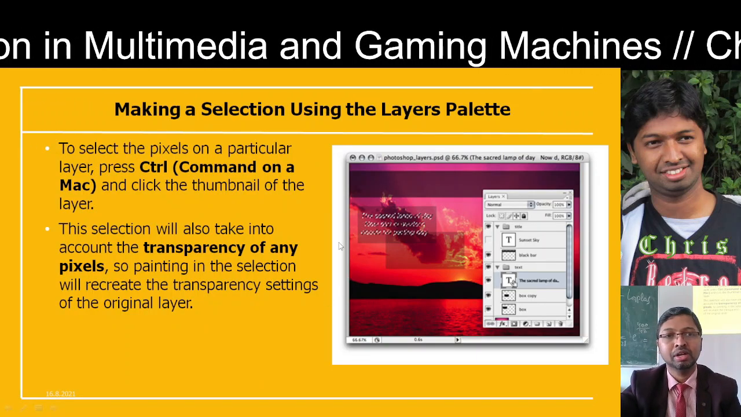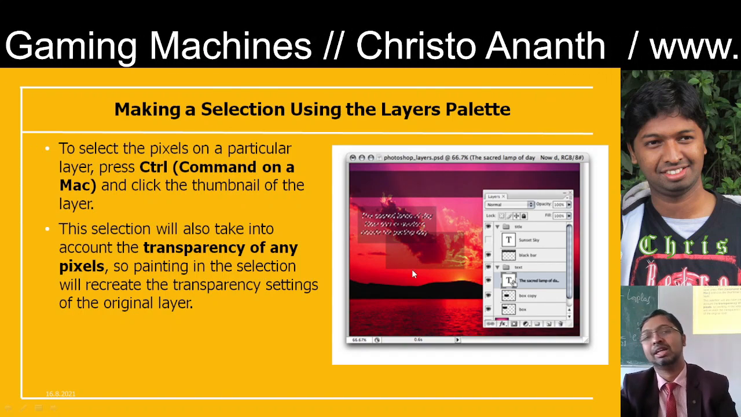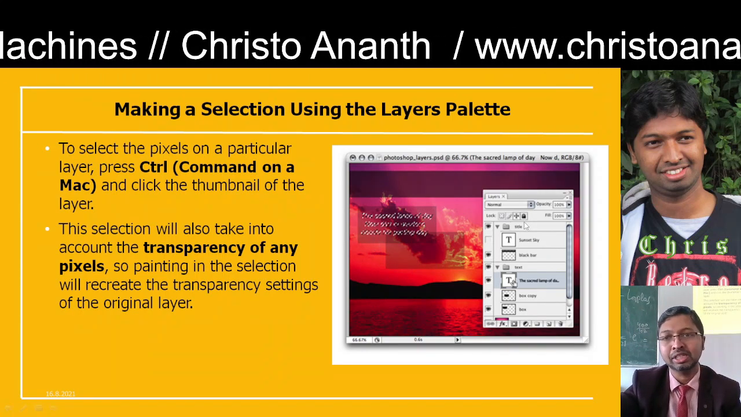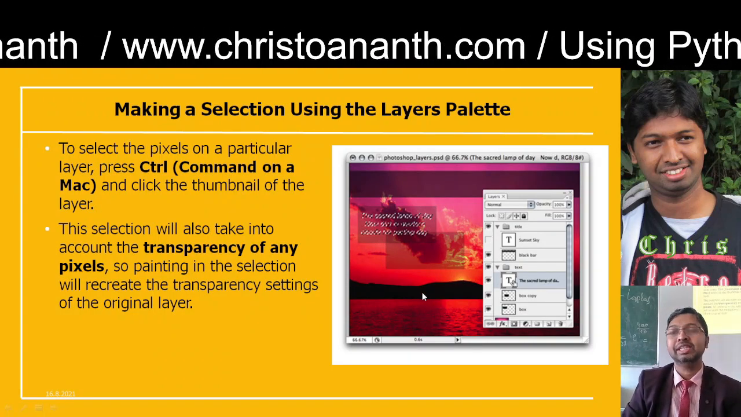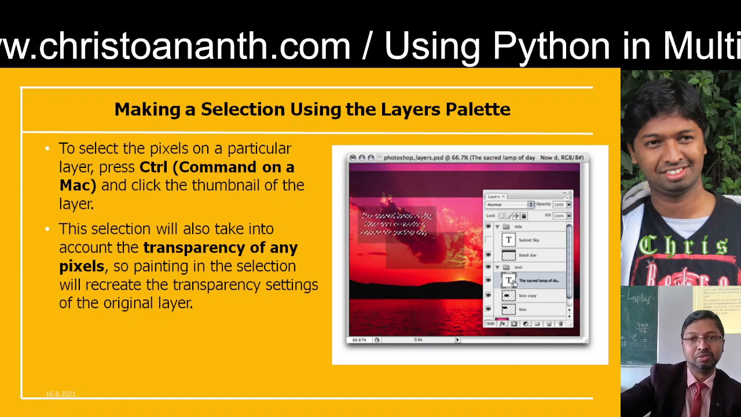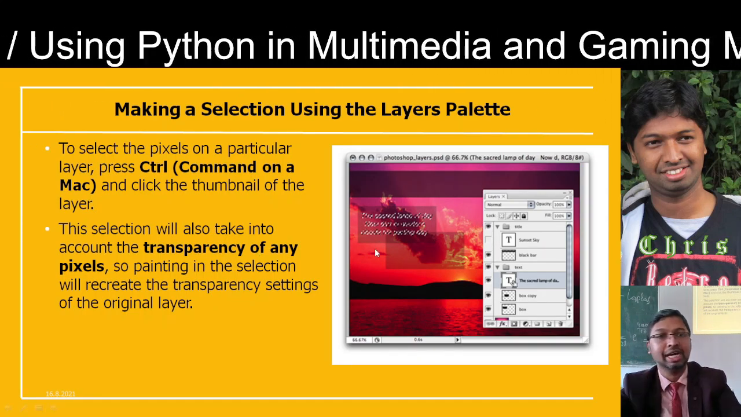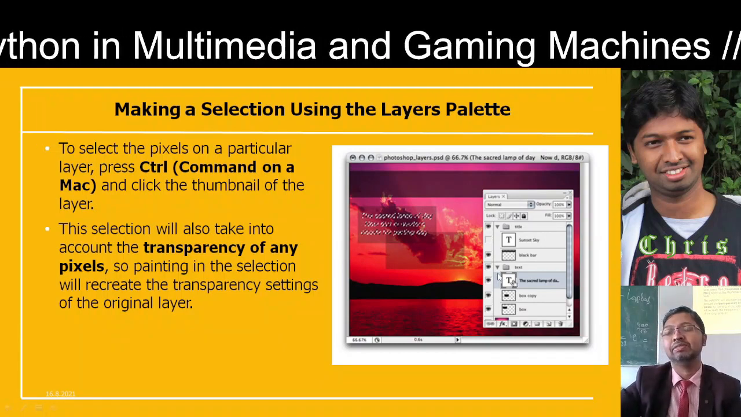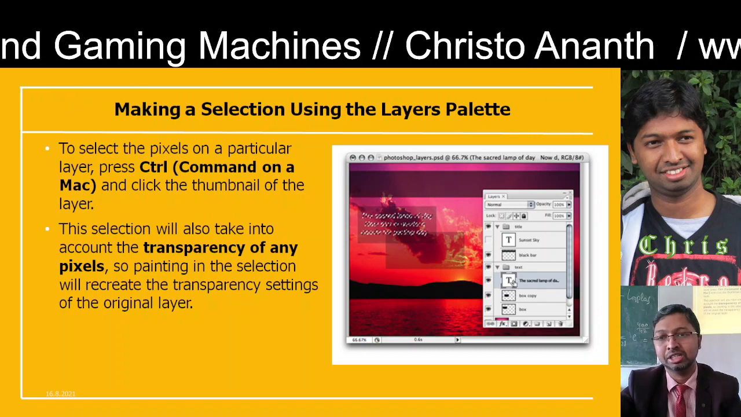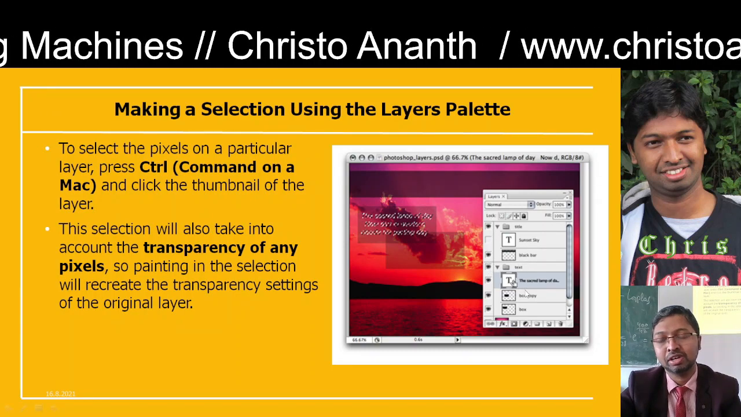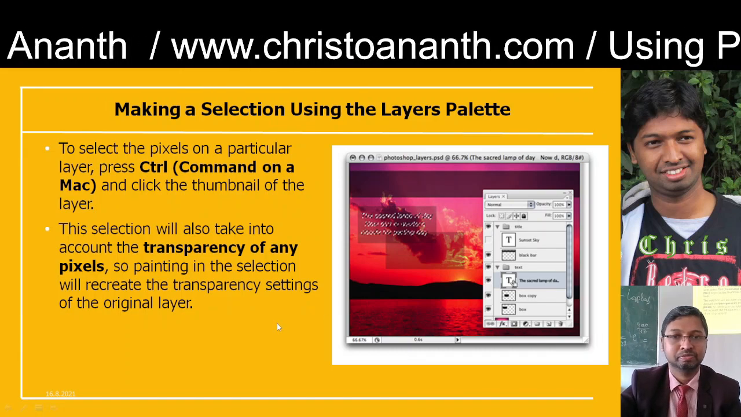This is how you make a selection using the layers palette. In order to select the pixels on a particular layer, press Ctrl, which is Command on a Mac, and click the thumbnail of the layer. This selection can be used to change the transparency of pixels as well, for example you can make them dimmer or darker. Painting in the selection will recreate the transparency settings of the original layer. So here you can make selections across several layers.